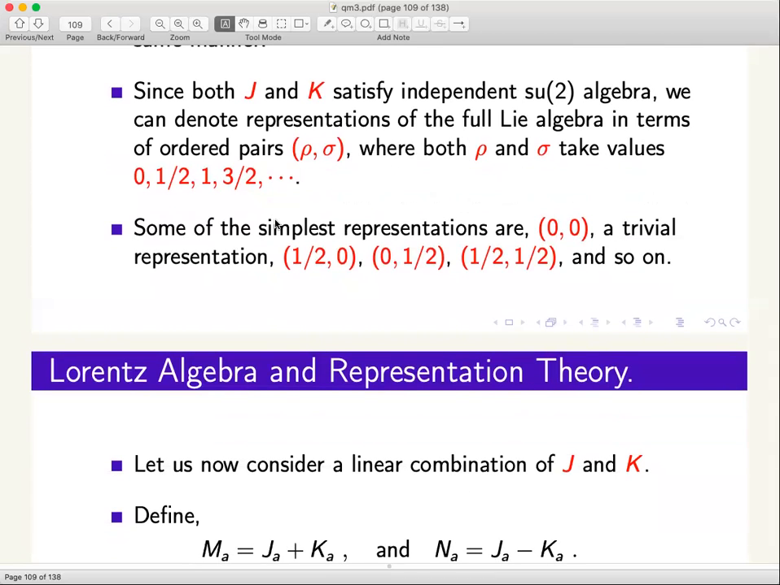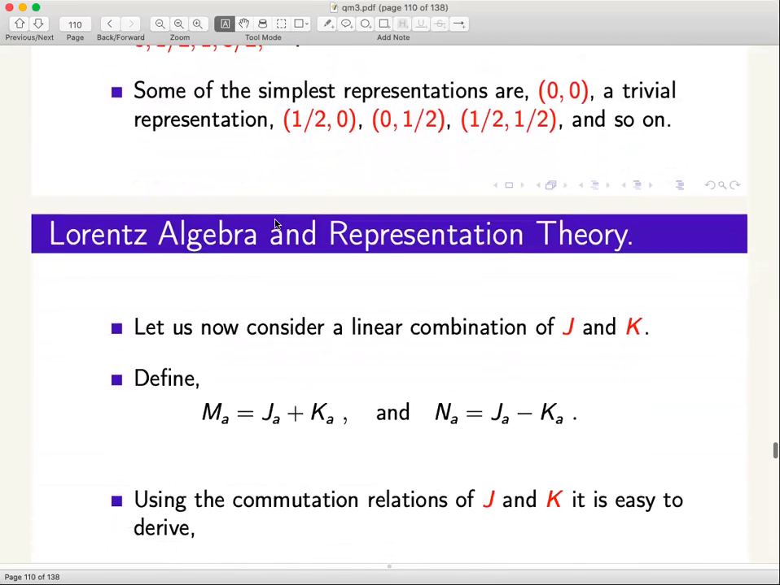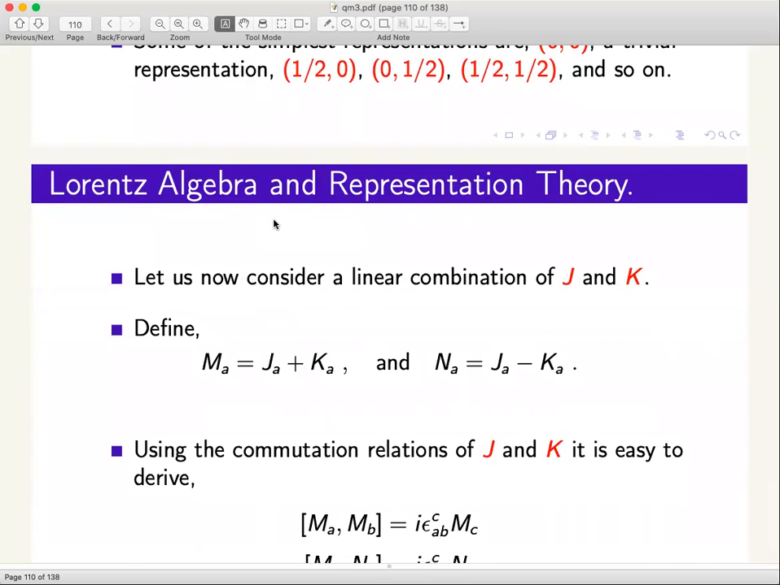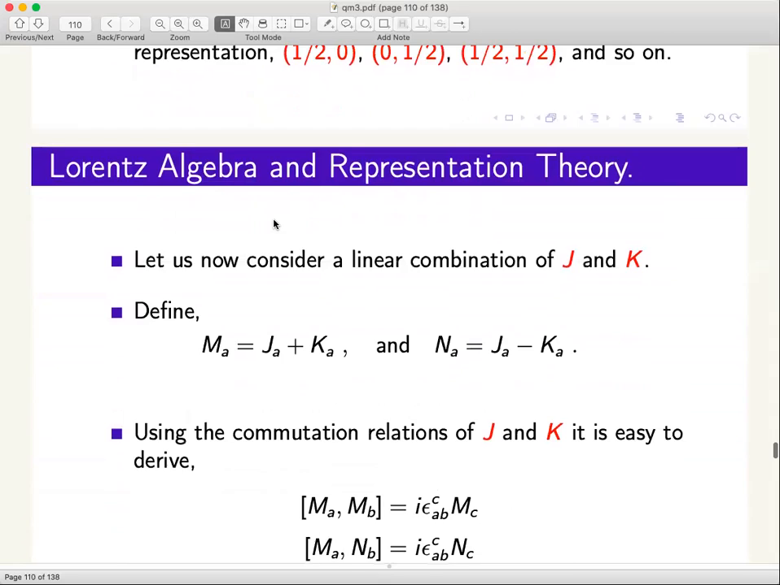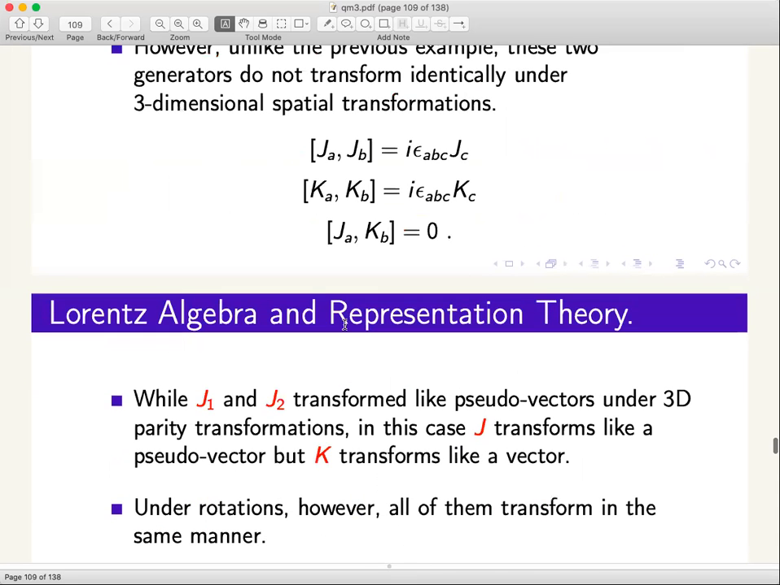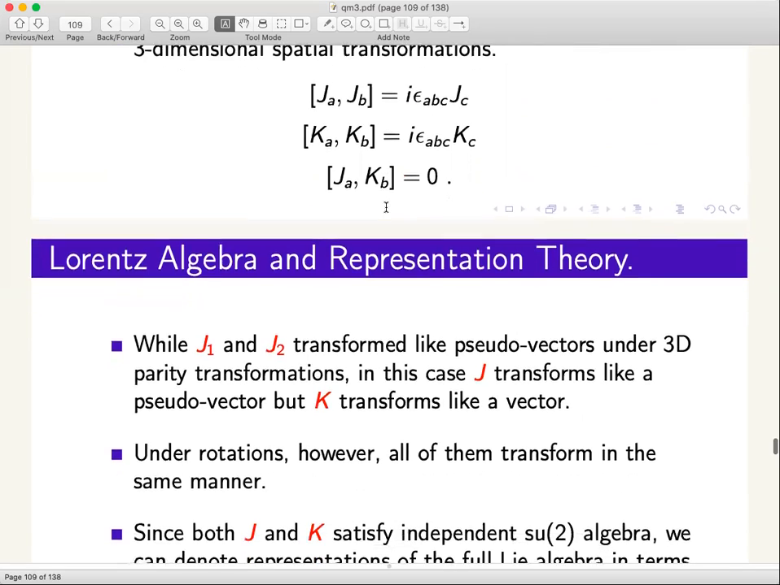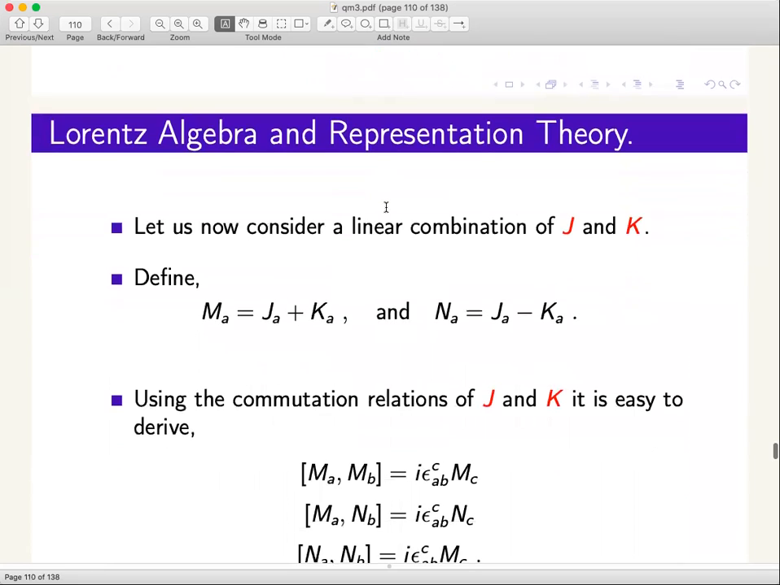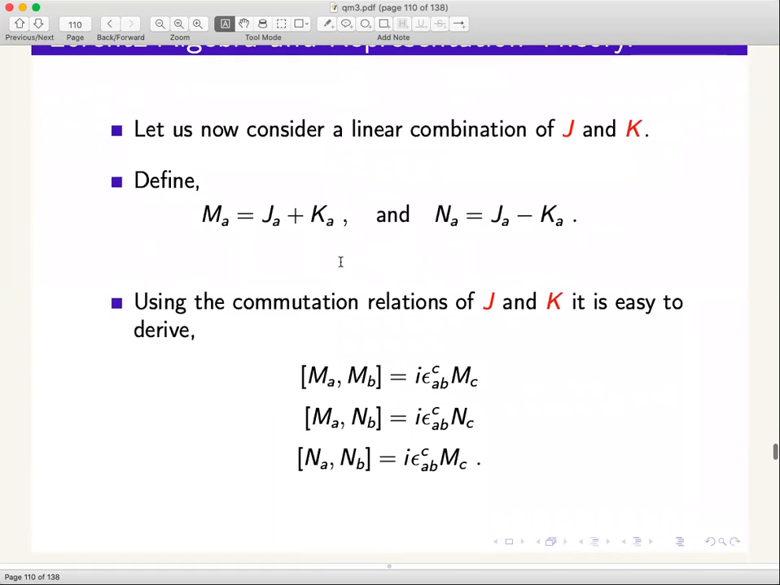So let's go ahead a little and then we'll see what is happening. Let's now consider linear combinations of the J and K generators. Let's call them M and N. Now you may think that I'm unnecessarily messing up the whole stuff, but we'll see in a moment why this set of generators is a little more physically clear than the J and K generators. Suppose you write down M_A to be J_A plus K_A and N_A to be J_A minus K_A. Then using the commutation relation that we had just a couple of slides back, compute the commutator of M with M, M with N, and N with N, and use the JK commutation relation, you find that this is the answer.